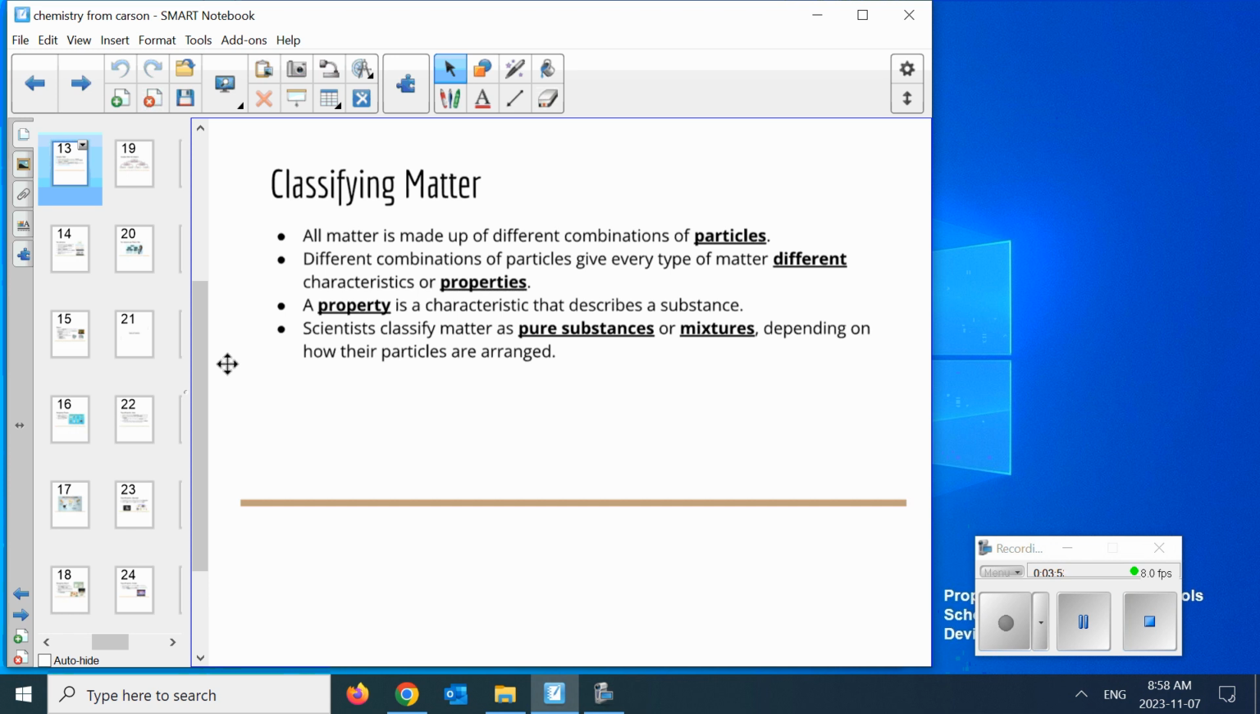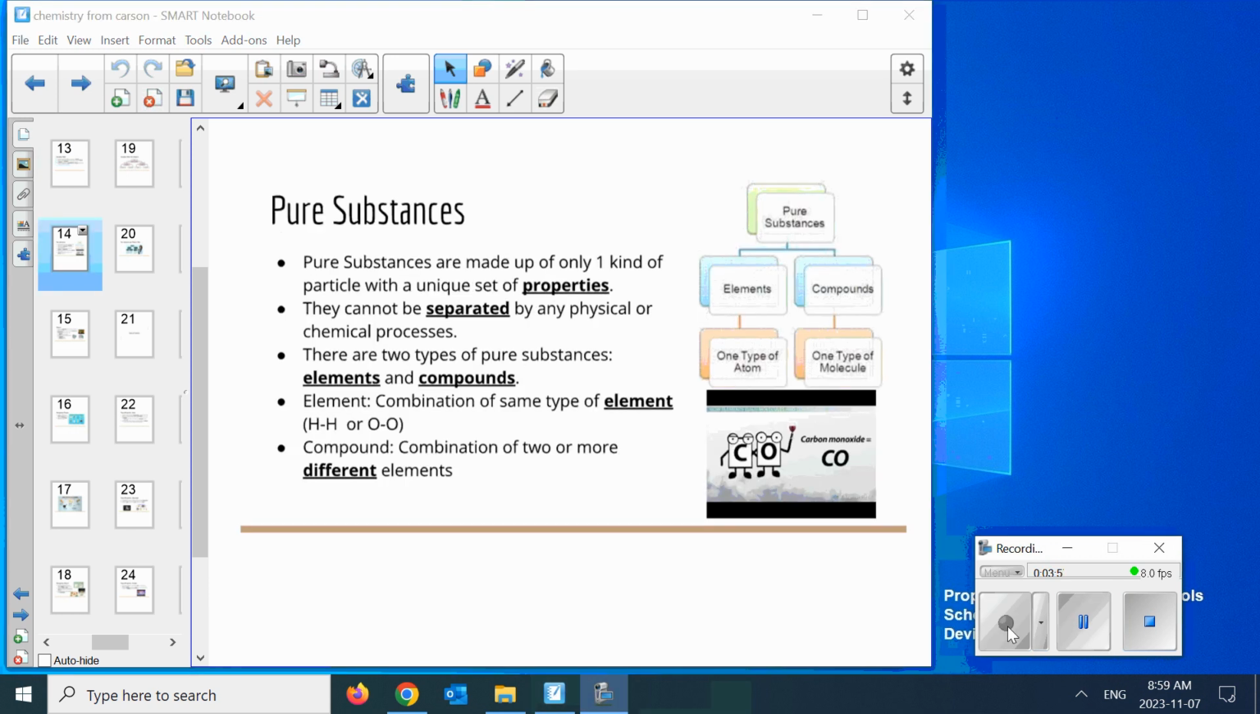So you've got a few things to jot down there. I'll pause the video. Pure substances are made up of only one kind of particle with a unique set of properties. They cannot be separated by any physical or chemical processes. Two types of pure substances: elements and compounds. An element is made up of the same type of atom, like oxygen is O2, two O's connected together. Hydrogen, H2. Compounds are two or more different elements. Water, for example, H2O, hydrogen and oxygen combined in a ratio.